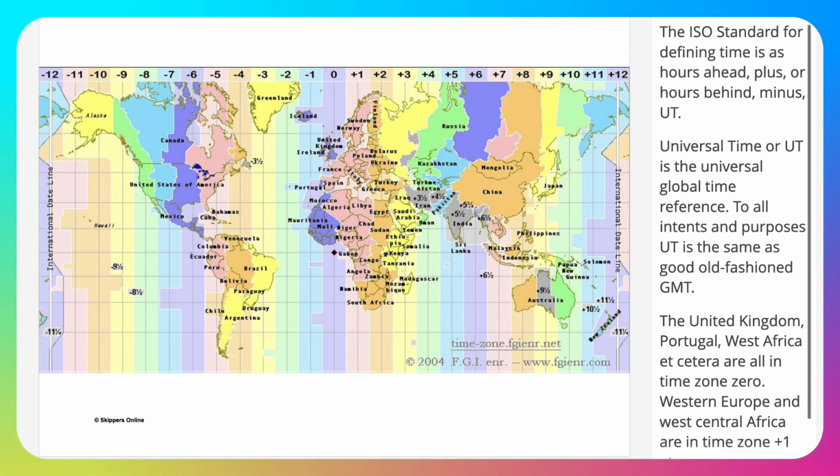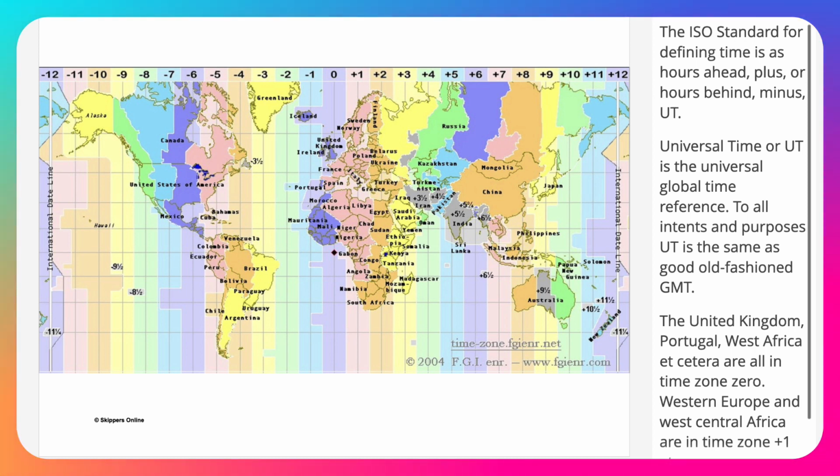The ISO standard for defining time is as hours ahead plus or hours behind minus UT. Universal time, or UT, is the Universal Global Time Reference. To all intents and purposes, UT is the same as good old-fashioned GMT. The United Kingdom, Portugal, West Africa, etc. are all in time zone 0.